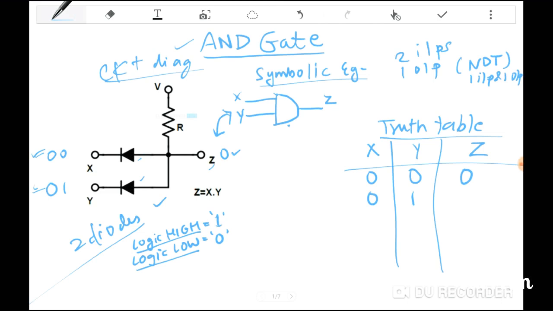Alright, so when one of the inputs of the AND gate is connected to logic high and the other is connected to logic low, or vice versa, it can also be different. One can be connected as logic high here and one as logic low here. Both cases are the same. The only thing is the inputs exchange these binary numbers. Then these diodes are said to be in reverse bias.